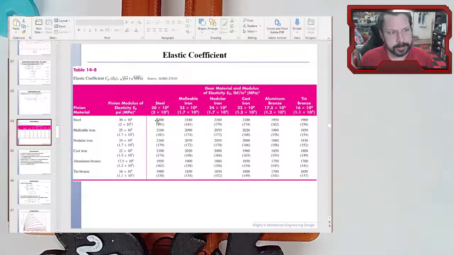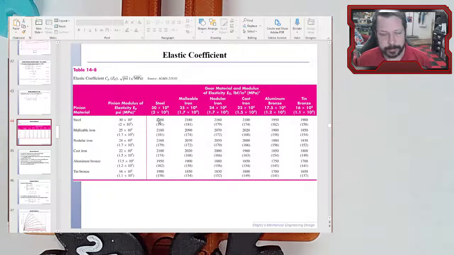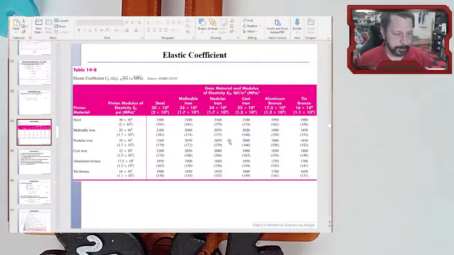I think I said it's 2,284, or somewhere around there, which is close to 2,300. So these are going to be slightly off from if you go and calculate the numbers exactly, but let's just say that we do have a steel pinion and a steel gear, and we'll take this 2,300.